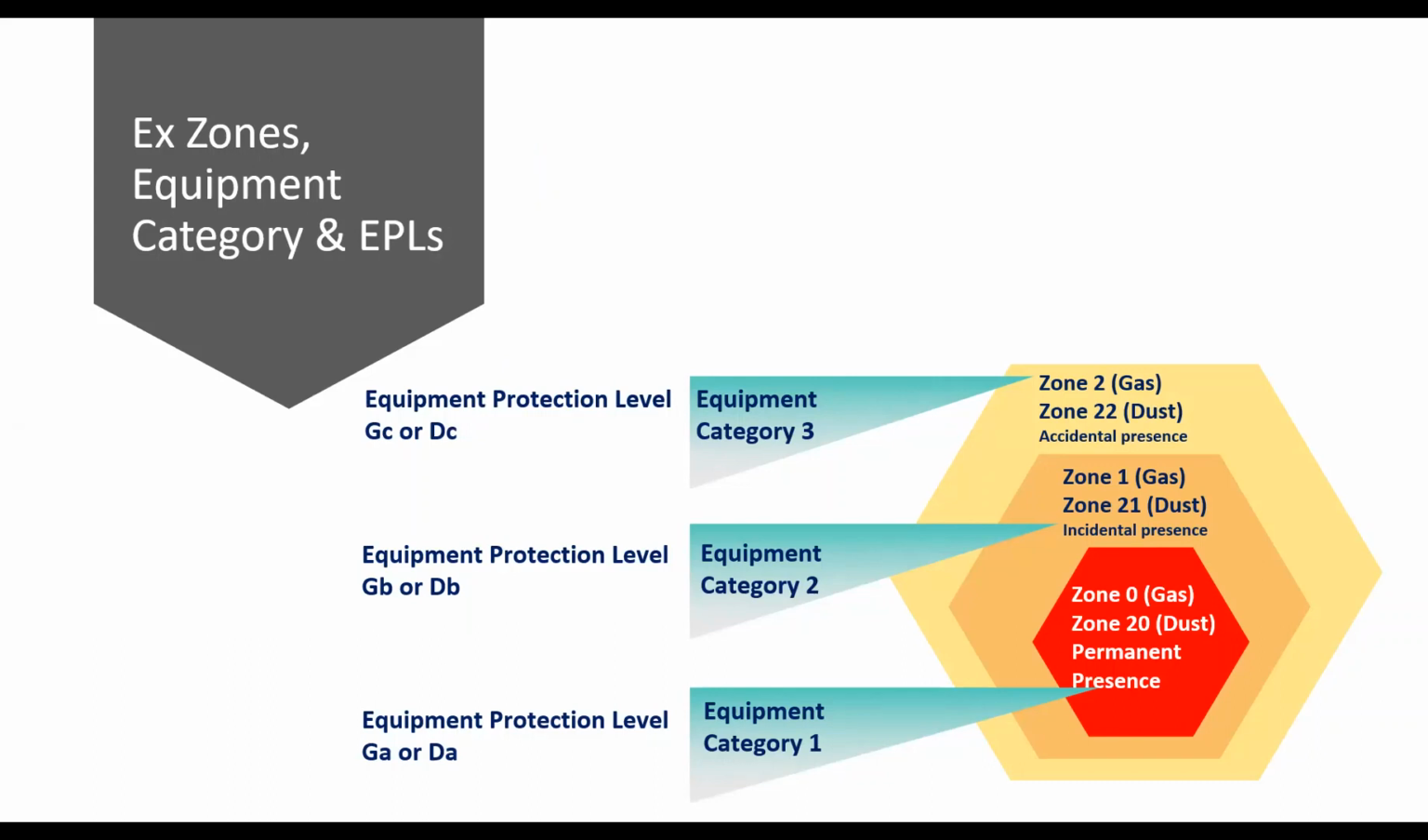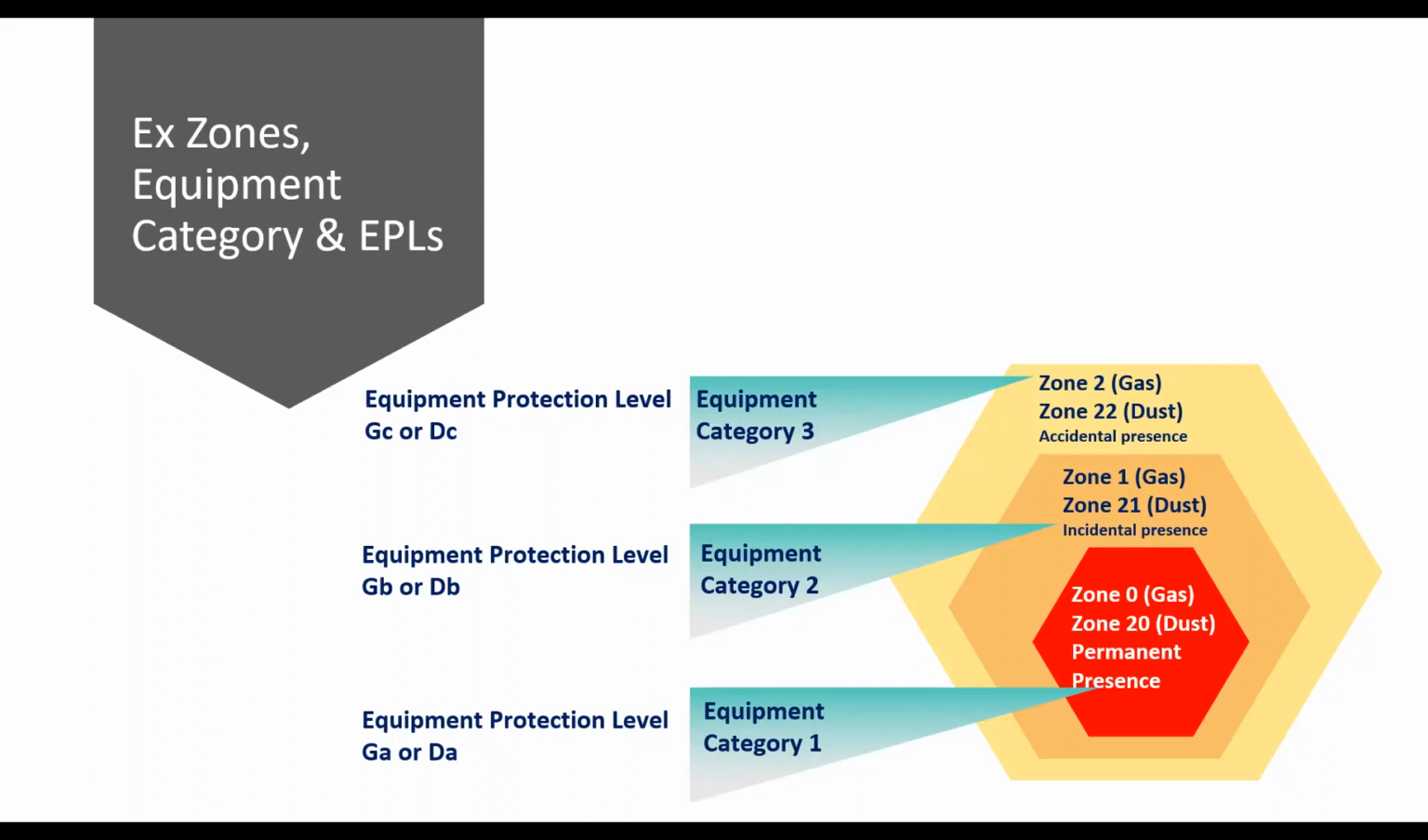The next step outside there is an incidental presence of gas or dust, which is classed as zone 1 for gas, zone 21 for dust. It has an equipment category of 2. And we now have EPLs, equipment protection levels, and they are Gb for gas and Db for dust.